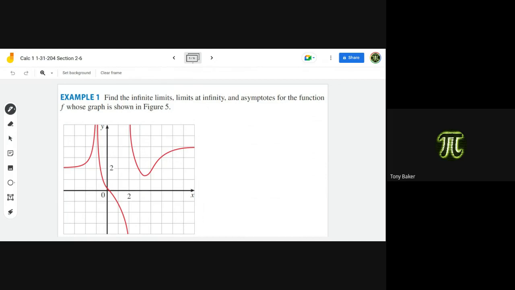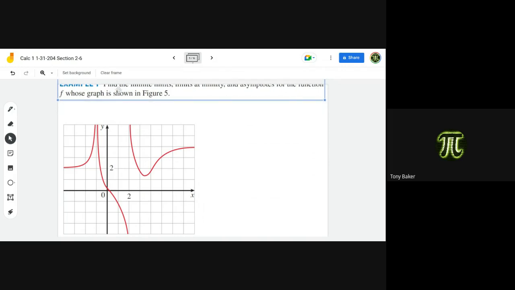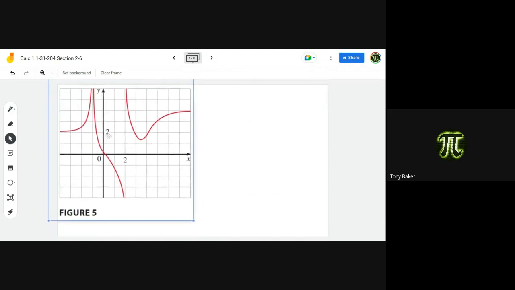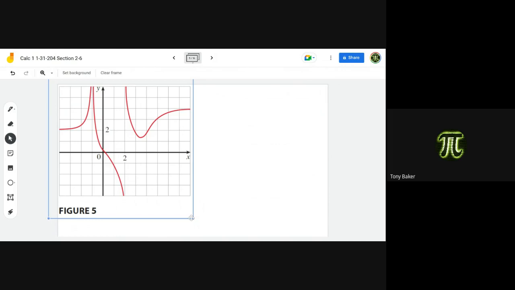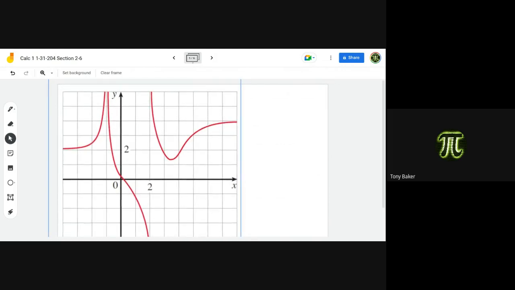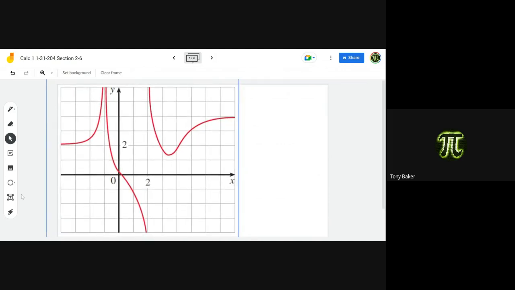So in this graph, is it big enough for everybody? I can actually make it a little bigger. Yeah, a little better.